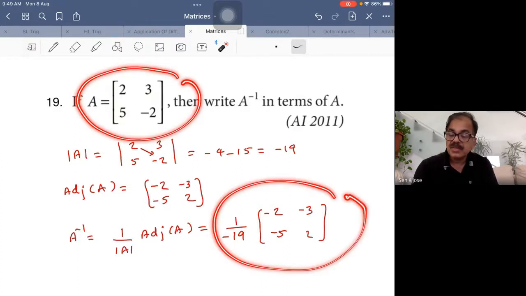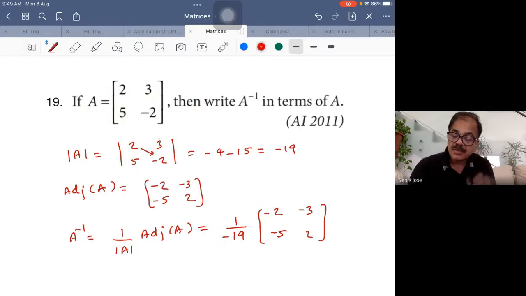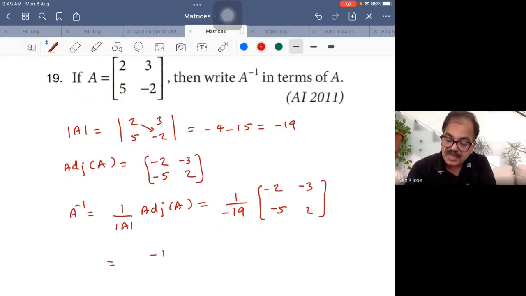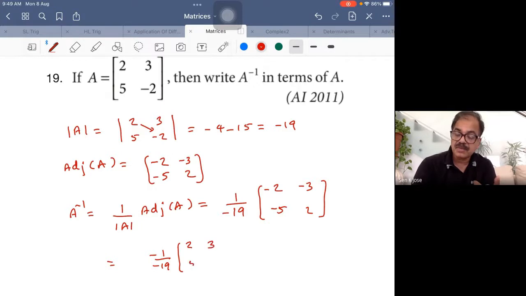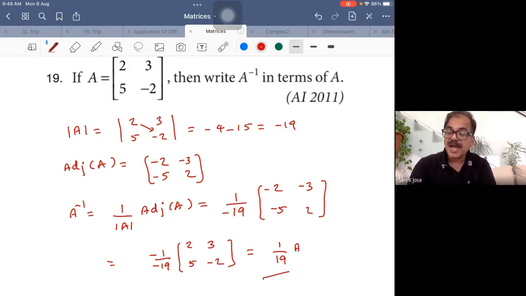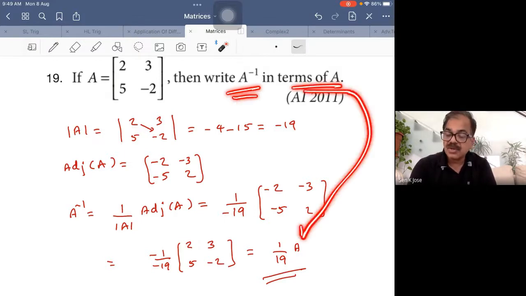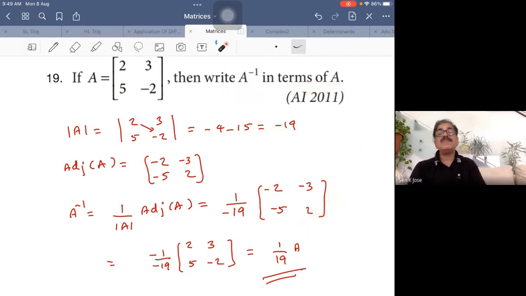Oh, I do. I just have to remove a minus sign. So I'm going to take a minus sign out of it. So -1 by -19, I took a negative sign out. Since I took a negative sign out, it becomes +2, +3, +5, and -2. So 1 by 19, and the rest of it is nothing but A. Oh, that's why they said find A inverse in terms of A. Yes, I got A inverse in terms of A. 1 by 19 times A. A by 19 is my A inverse. Look at that, yeah?